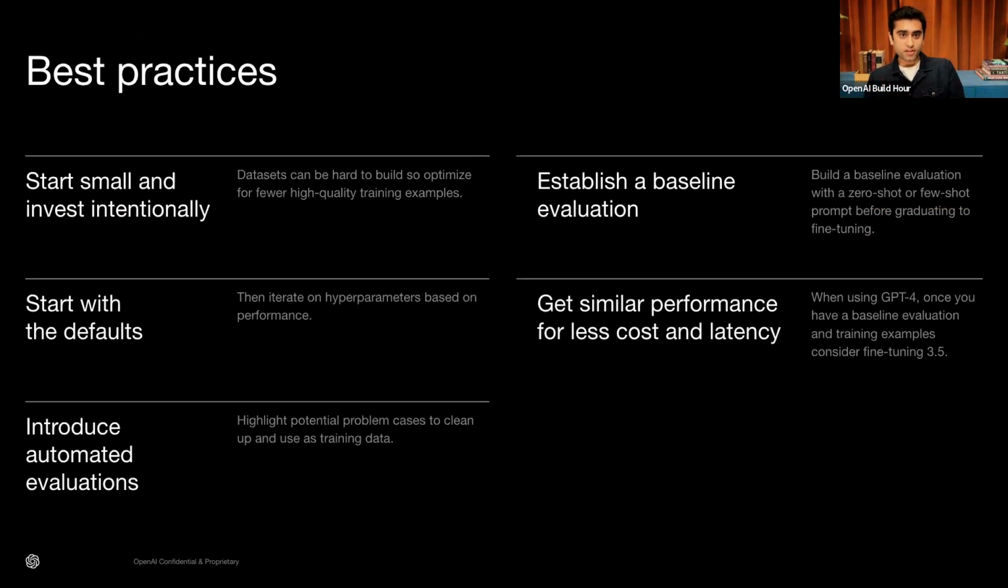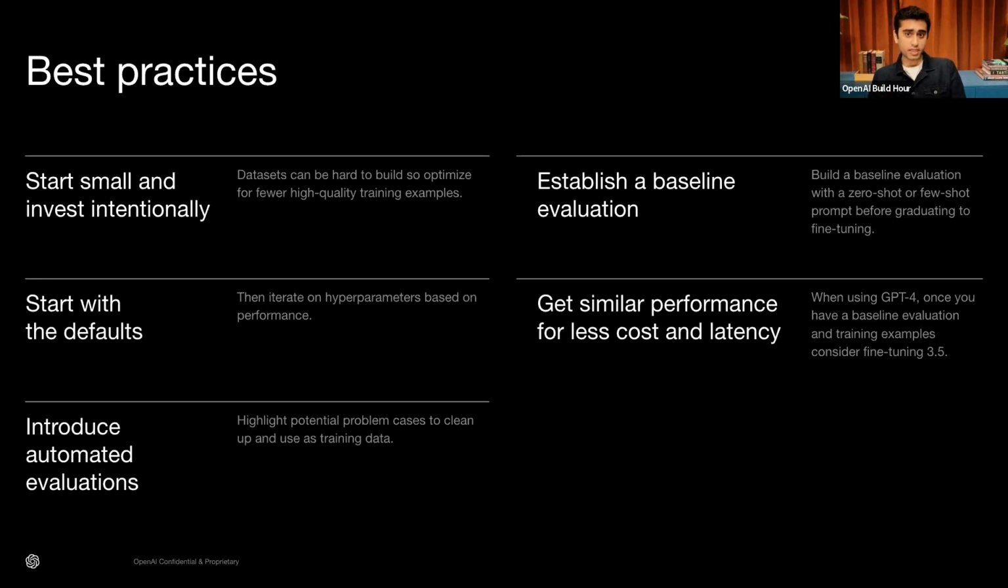Feel free to take a screenshot of this, but here are some best practices that we've found work best when fine-tuning. Like I mentioned, the first step is establishing a baseline before you even graduate to fine-tuning. And you might want to even break up a task into subsets with better prompts before fine-tuning further. And data sets are difficult to build, right? So starting small and investing intentionally is really critical. And again, the key is to optimize for really high quality examples and start with subsets of data first, evaluating performance on that small subset of data, and then scaling up the number of training examples.